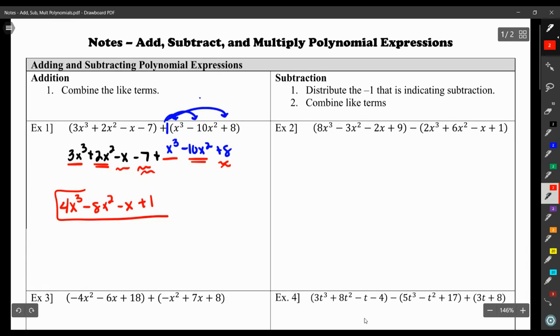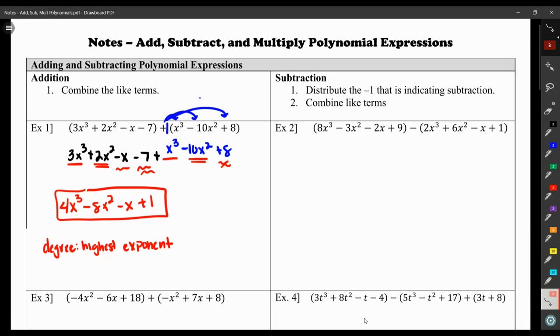And so when we finalize our answers here, we always write this in highest degree to lowest. So the degree is the highest exponent. And so we always write these from highest exponent down to lowest. So 3, 2, 1, and then no exponent at all on the constant. So subtraction is pretty much the same idea.